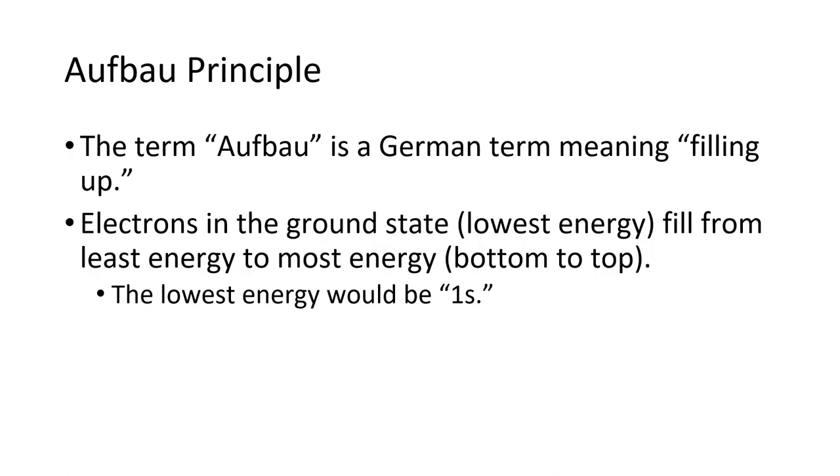So this relates to our first rule, a principle called the Aufbau principle. Aufbau means building up in German. So the electrons in the ground state fill from the least to most energy. So it works from the bottom up. So the lowest energy level would be 1s.